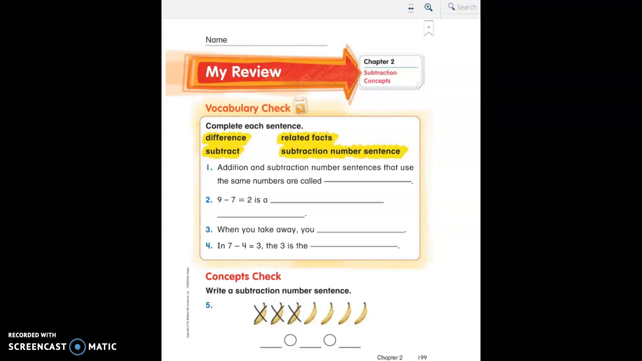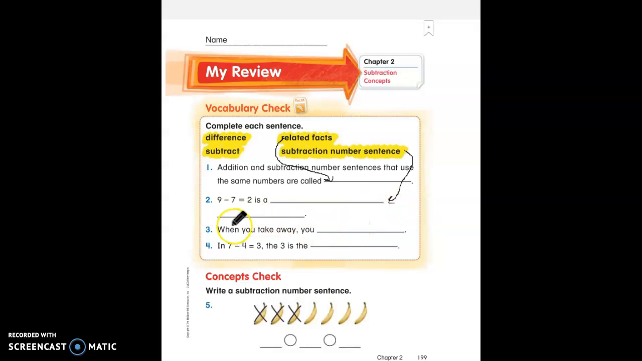What I'm going to do is I'm going to get my pen, and we are going to just draw a line from related facts to where we write it, which is right here. And if you want to fill in related facts on that line, that will work for me. All right, number 2 says 9 take away 7 equals 2 is a, and that's called a subtraction number sentence. So that's a pretty long 3 words that you have to write, and that goes right here.